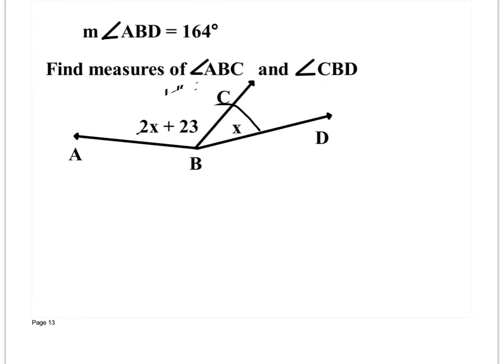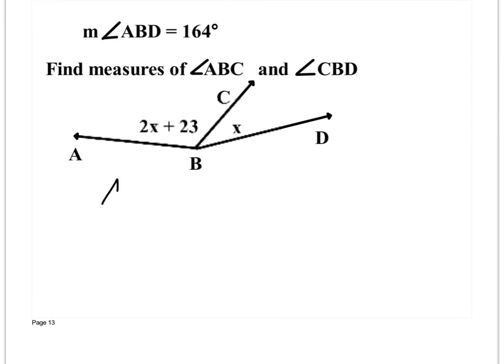Okay? You're told to find the measure of ABC and CBD. You know what angles they're asking for based off the middle letter? That's the vertex. ABC and CBD each have B for the vertex, so you know what they're asking. Now you know that ABC plus CBD adds up to 164 because it's this whole thing.